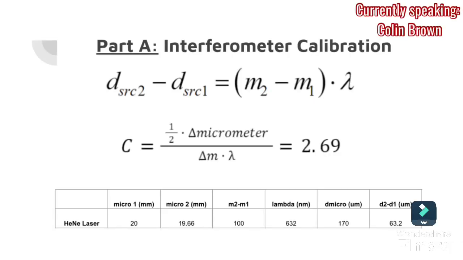Part A. In this part, we found the calibration factor, which relates the reading on the micrometer to the distance moved by the mirror in the Michelson Interferometer. This was accomplished by shining a helium neon laser of wavelength 632 nanometers through the interferometer.